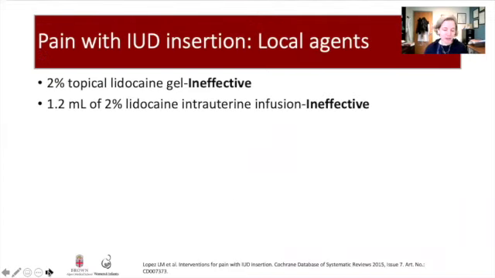For pain with the actual IUD insertion, these agents have been shown to be ineffective. In a more recent study from Sweden, a larger volume of intrauterine instillation, 10 milliliters of mepivacaine, was found to be slightly effective among nulliparous women, but the decrease in pain was not clinically significant, being only 1.1 centimeters difference on a 0 to 10 centimeter visual analog scale. Therefore, more studies of intrauterine infusions need to be performed.